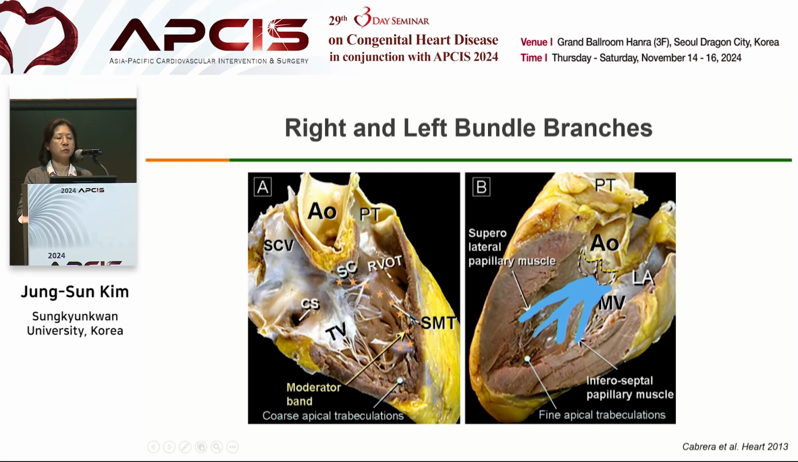The right bundle branch runs along the trabecula septomarginalis and the moderator band as a thick major bundle. The left bundle branch spreads onto the subendocardial septal surface of the left ventricle as several thin branches.